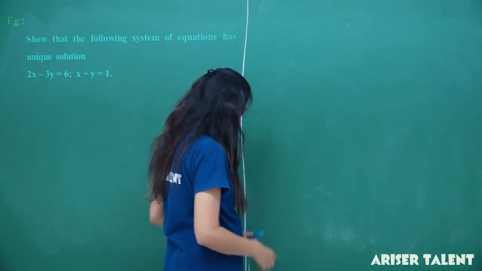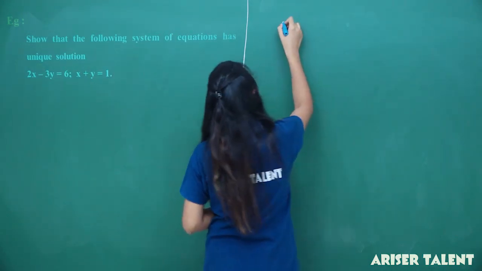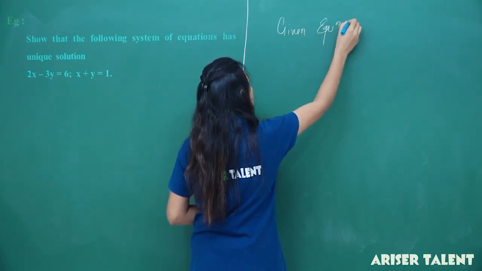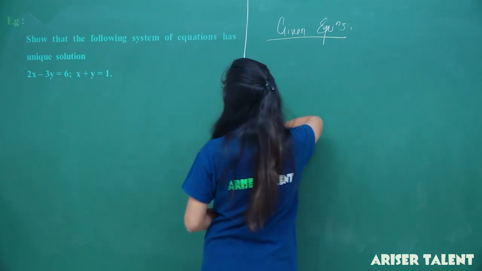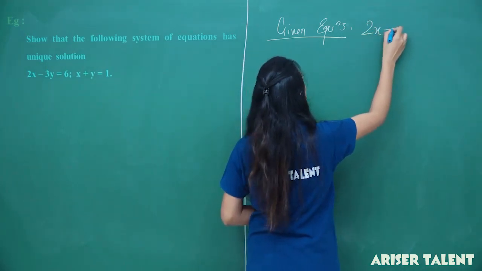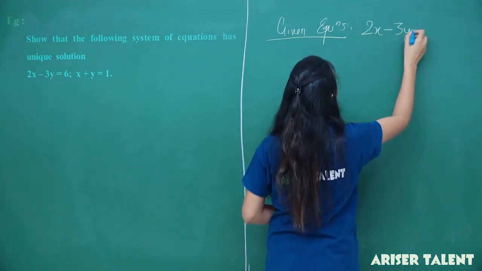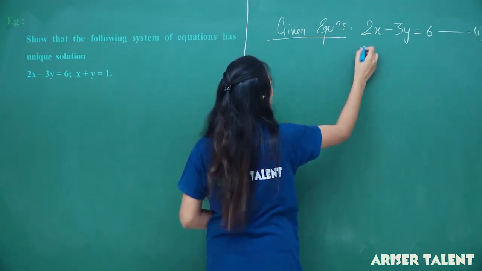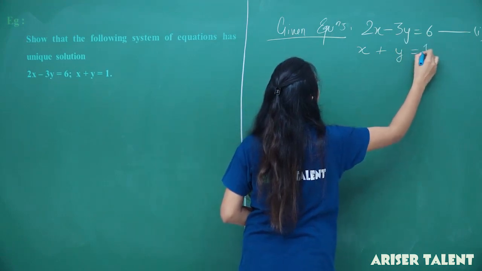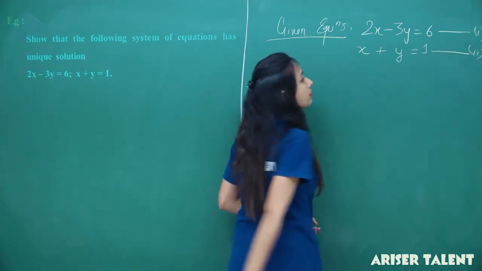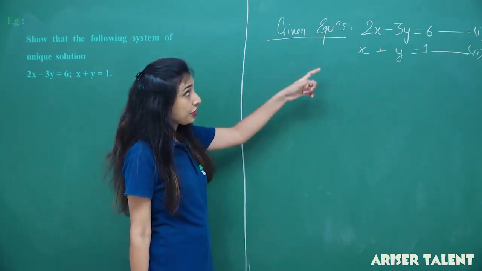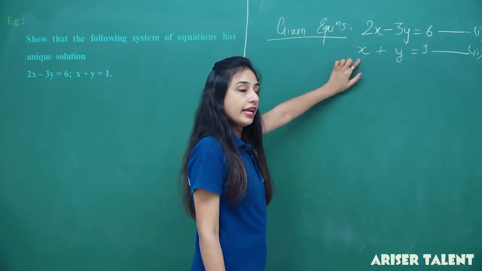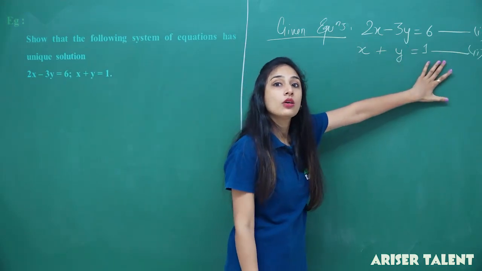Given equations. What are the given equations? These are 2x minus 3y equals 6. This is the first equation. Now, the second equation is x plus y equals 1. This is the second equation. First equation is 2x minus 3y equals 6 and the second one is x plus y equals 1.